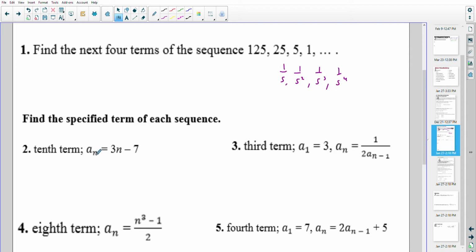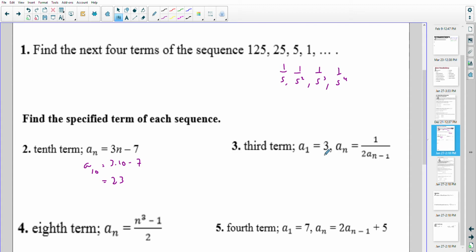Find the specified term in each sequence. So you can see that this is explicit because this is a formula. There is no a sub n minus 1 here. So the 10th term is equal to 3 times 10 minus 7. So that's just going to be 30 minus 7, or 23.